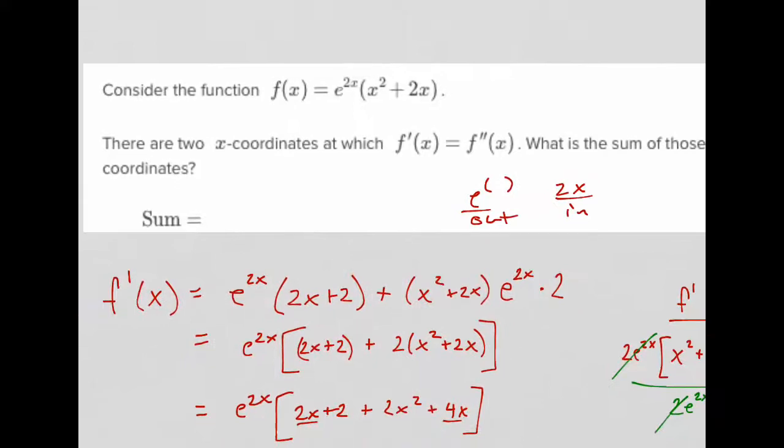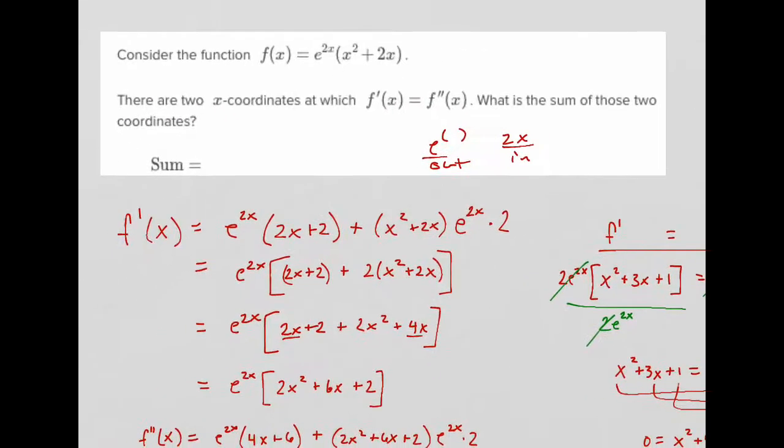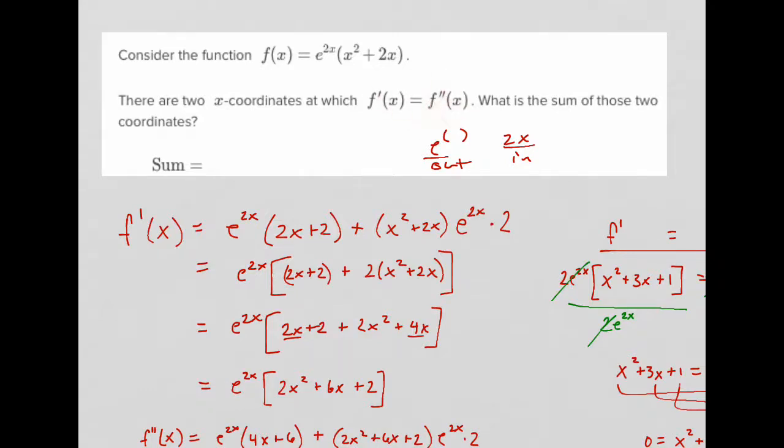Consider the function. There are two x-coordinates at which the first derivative equals the second derivative. Alright, that's nice. What is the sum of those two coordinates? So it's asking for the sum. That means we got to take the first derivative, and then take the derivative again to get the second derivative, and set them equal.